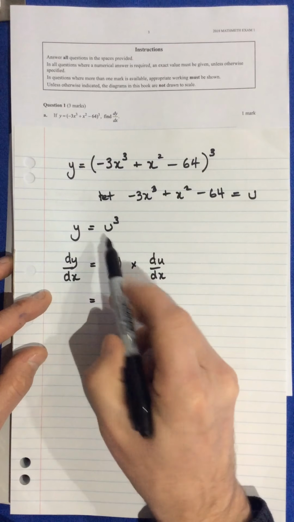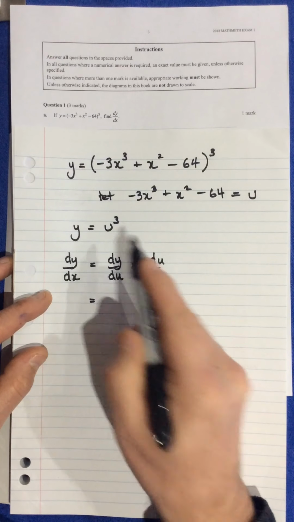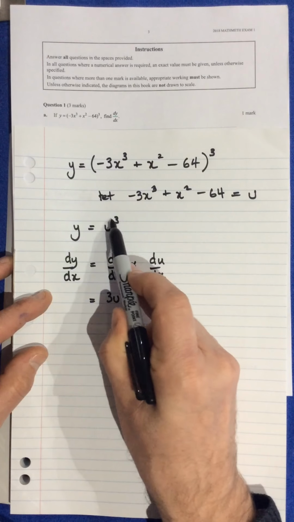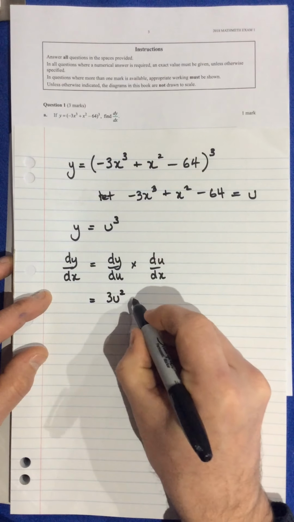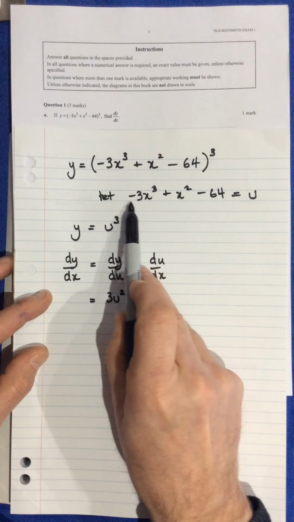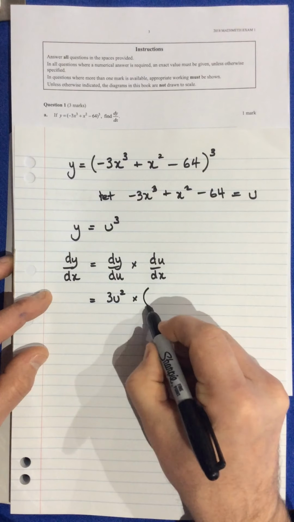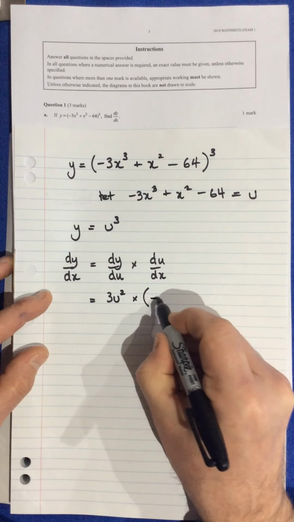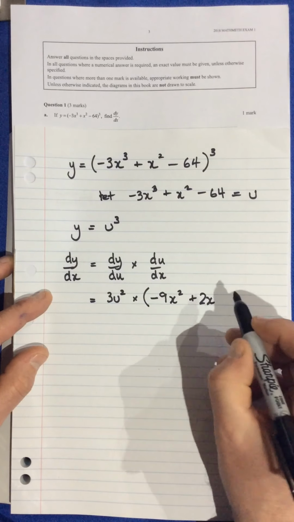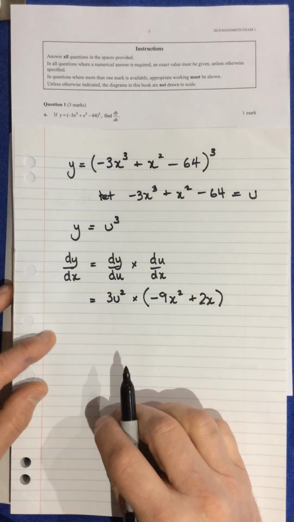dy du is just the derivative of this with respect to u, so that's just 3u squared. The power drops out the front, I take 1 off, 3u squared. And then I'm multiplying that by the derivative of u, which is the expression inside the bracket, with respect to x. So that's just going to be minus 9x squared plus 2x, and then the minus 64 is just a constant, so that disappears when we differentiate.